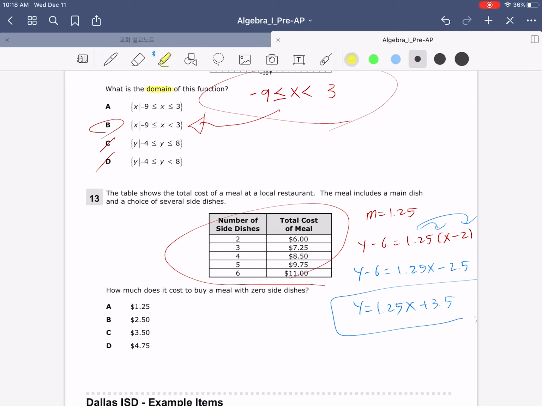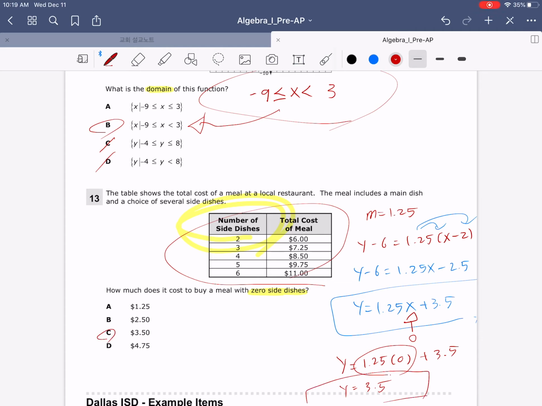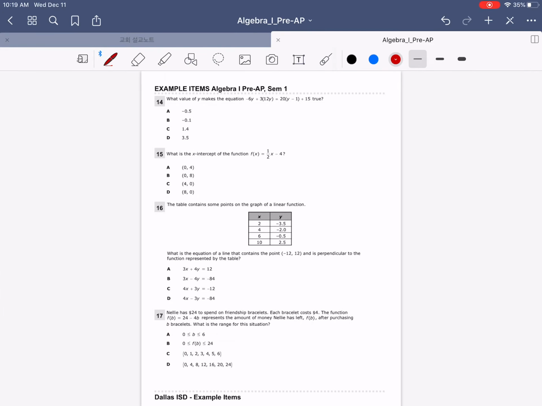But the question is asking, how much does it cost to buy a meal with 0 side dishes? Side dishes stands for x here, right? So here, instead of x, I'm gonna put 0. So y is equal to 1.25 times 0 plus 3.5, which means 1.25 times 0 is gonna be 0, and we still have 3.5 left over. So with 0 side dishes, it's gonna be $3.50. It was another piece of cake question.